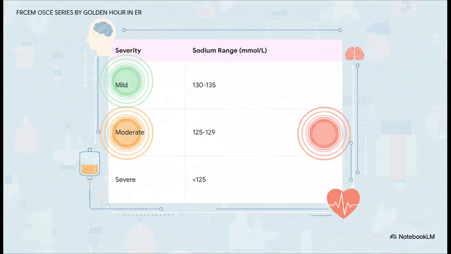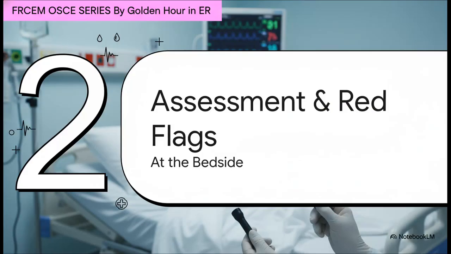Next, we classify by severity, and it's all based on the numbers you see here. We've got mild, moderate, and severe, and that really critical cutoff for severe is anything less than 125. It's the combination of this number and the patient's symptoms that's going to tell you exactly how fast you need to act. Okay, let's move away from the lab results for a second and go to the patient's bedside.